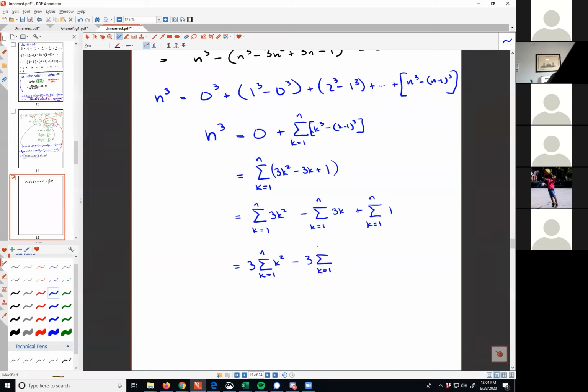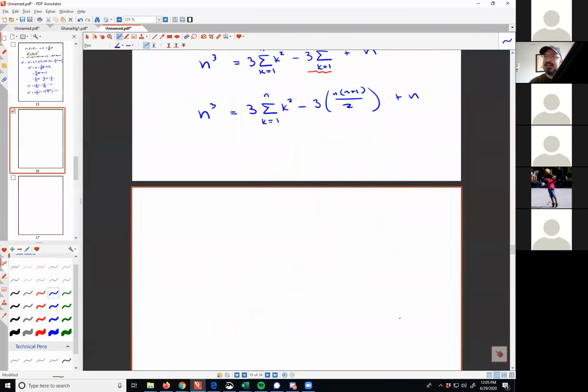Notice this second summation. We already know a formula for it, don't we? The last summation is easy to compute. It's just a bunch of ones added together. But when we look at this, we know this formula right here, so we can replace it. This is 3 times n times n plus 1 divided by 2. Now the only summation left is the sum of the first n positive squares. So let's do some algebra. Actually, no, I'm going to isolate this right here.